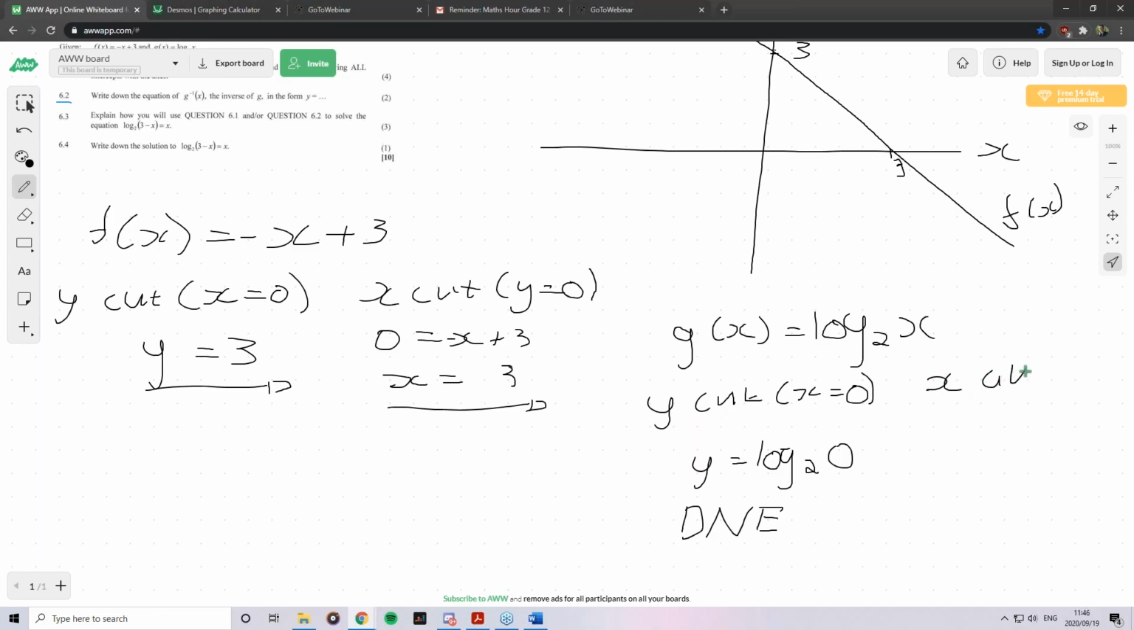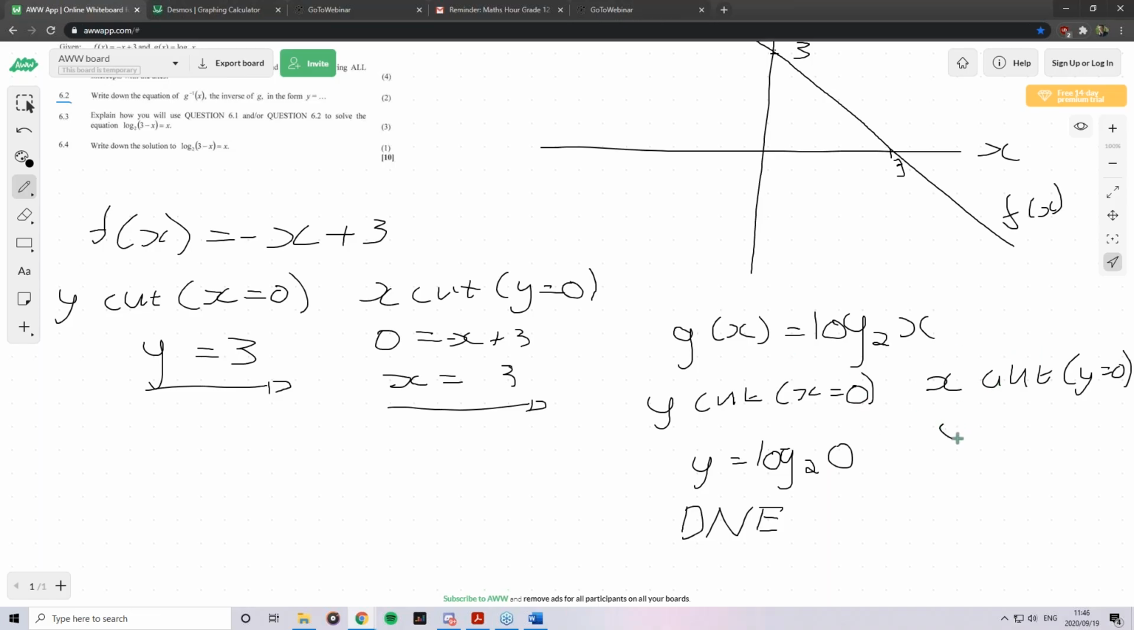Now let's look for our x cuts. Y equals 0. Actually, some do, certain ones do, but they're very finicky about it. Log base 2 of 0, just type this into your calculator. Log base 2 of 0, math error, no solution.